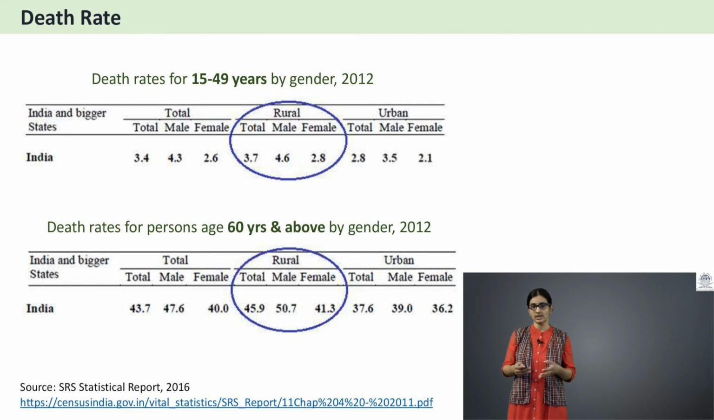Even here in rural areas, we see that the death rate is higher for male as compared to female. There is a considerable difference of nearly about 9 to 10. So, for male it stands at 50.7, whereas for female it stands at 41. So, what this effectively means is that for every 1000 males aged above 60 years in rural areas, there are 50 to 51 who die, and for every 1000 females above the age group of 60 years in rural areas, the death rate is 41.